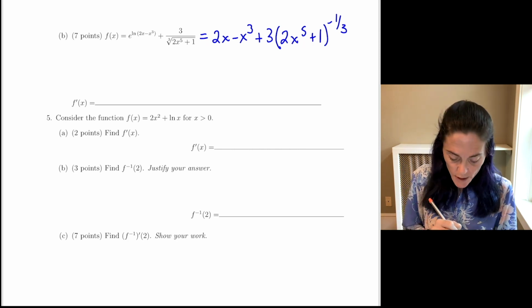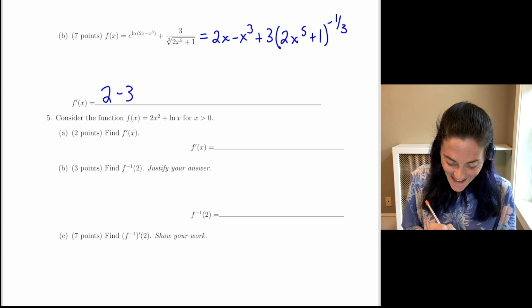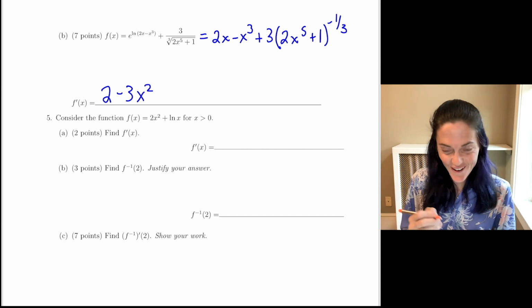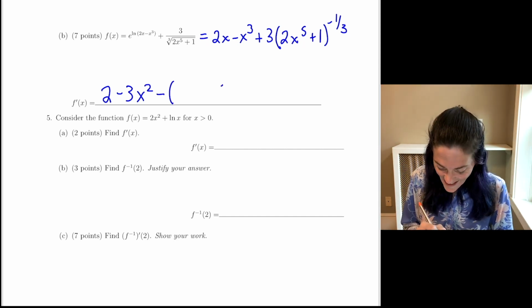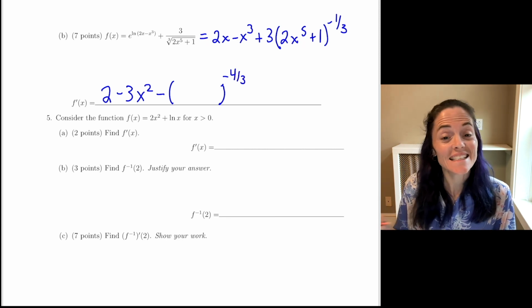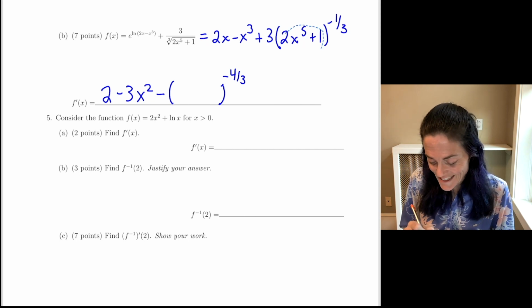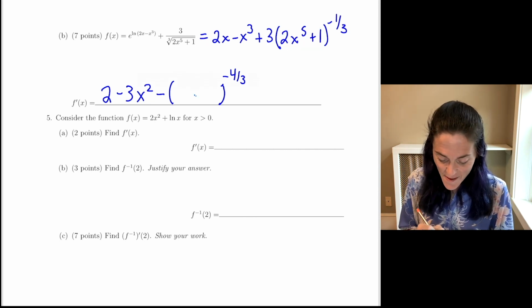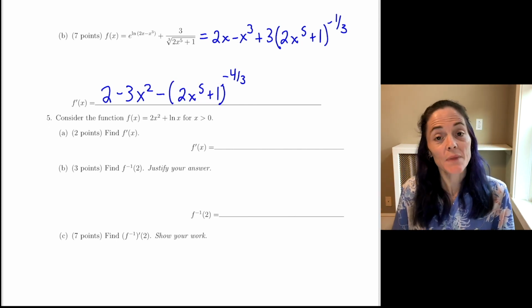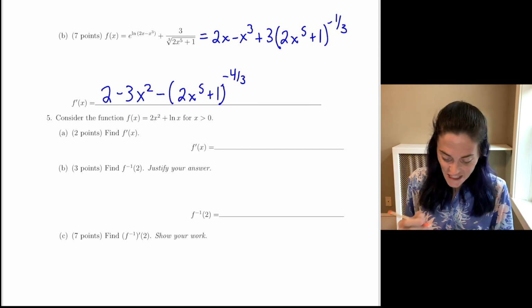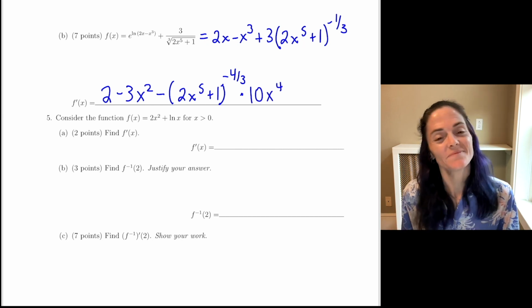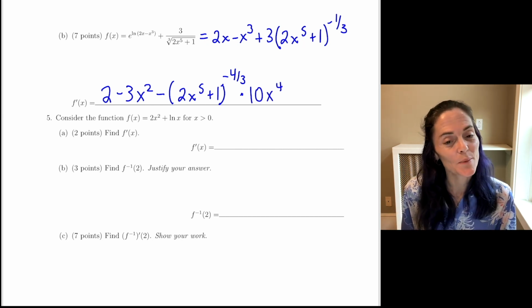Okay, well, take the derivative. We have 2 minus 3x squared. Now we bring down the power. 3 times negative 1/3 is negative 1. And then power minus 1 is minus 4/3. And we put in the entire inside function. This is chain rule. There's the derivative of the outside, evaluated at the inside. Then we multiply by the derivative of the inside function, which is 10x to the 4th. So this is letter B.